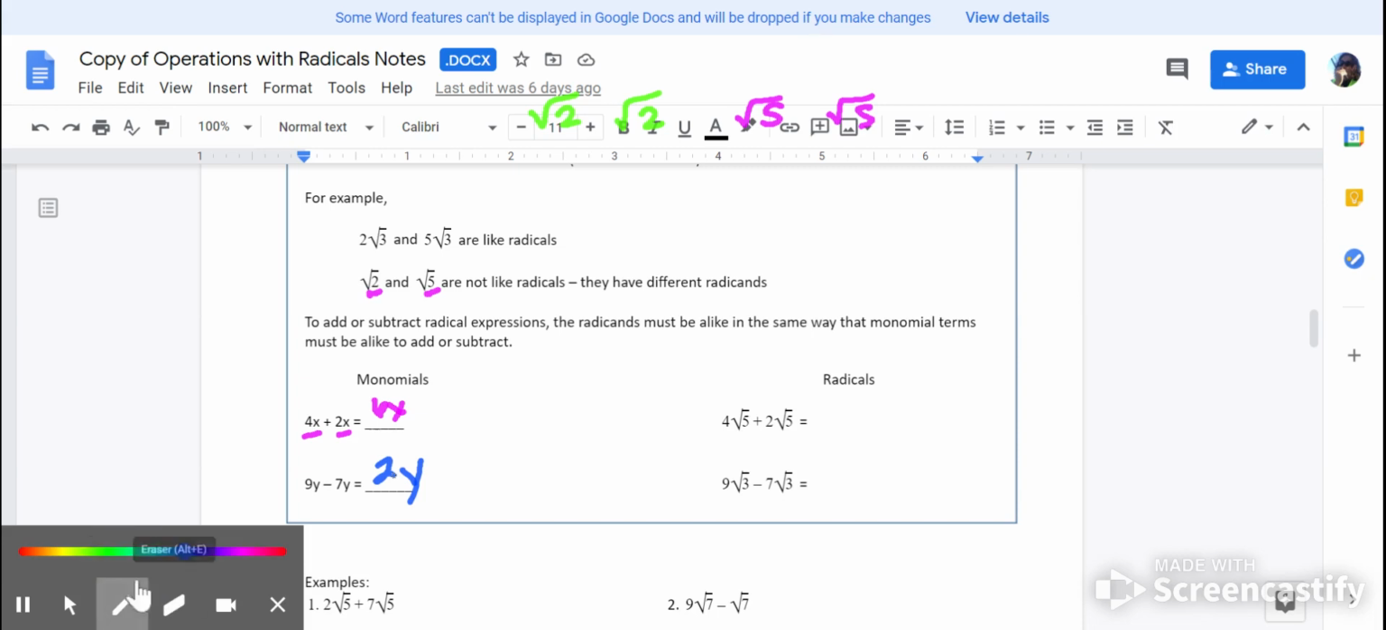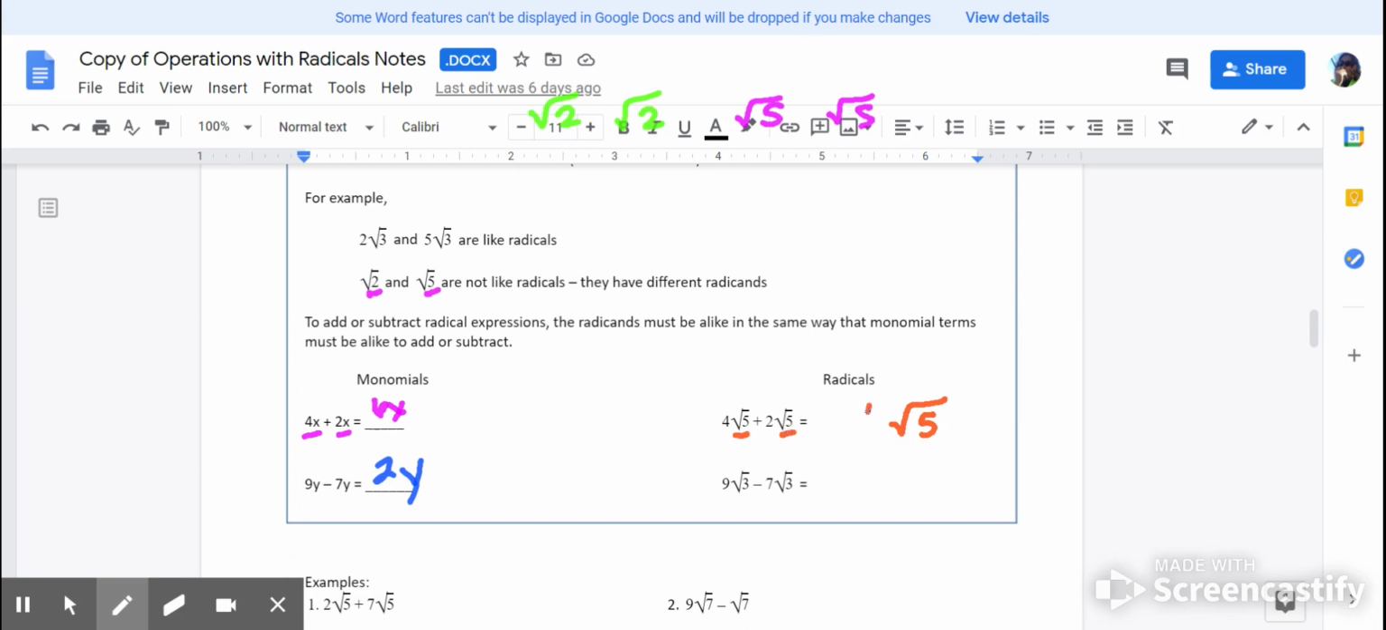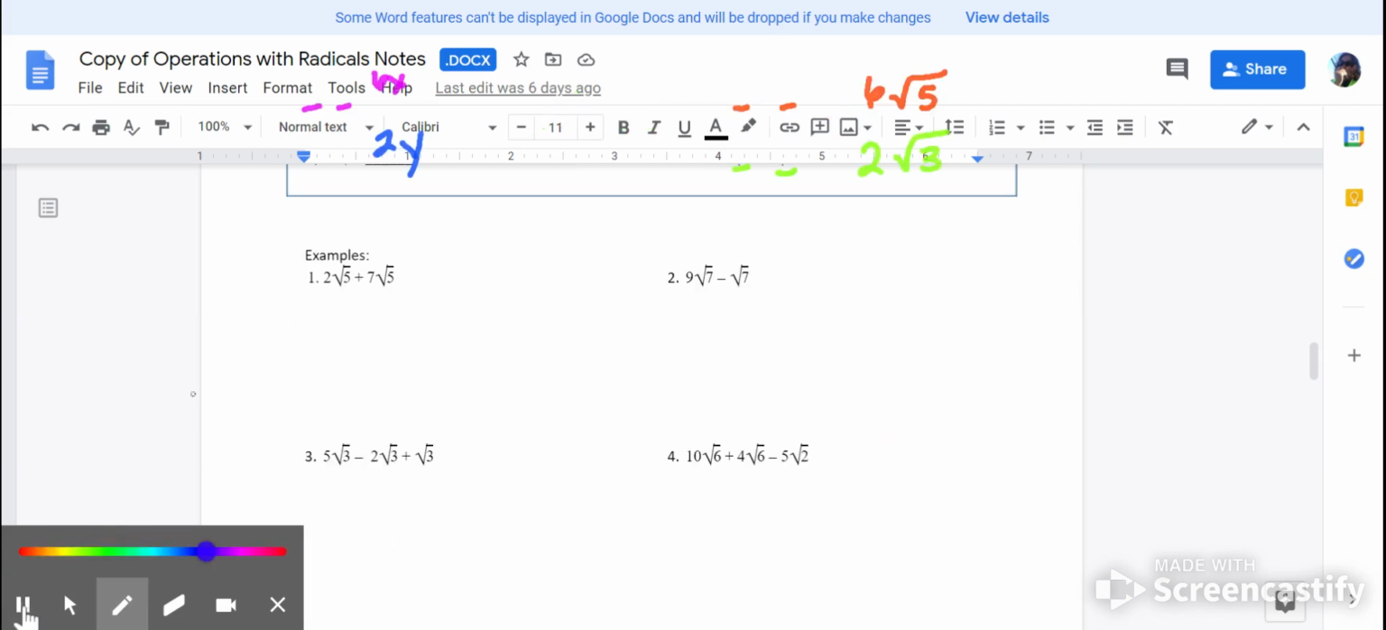I'm doing mostly the same thing when I'm dealing with radicals. So I notice that square root of 5 and the square root of 5 is the same, so I'm going to keep that. That is my like term, and then I add the numbers on the outside. So 4 plus 2 equals 6. Same thing as I'm working through this one. Square root of 3 is the same as square root of 3, so I keep it, and then I simply subtract 9 minus 7, which would be 2 on the square root of 3.